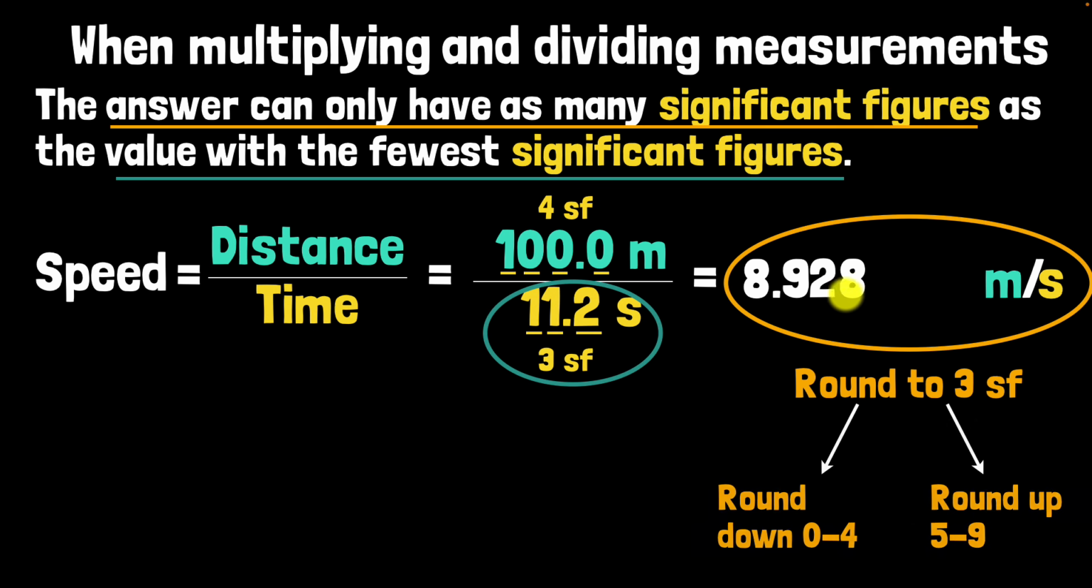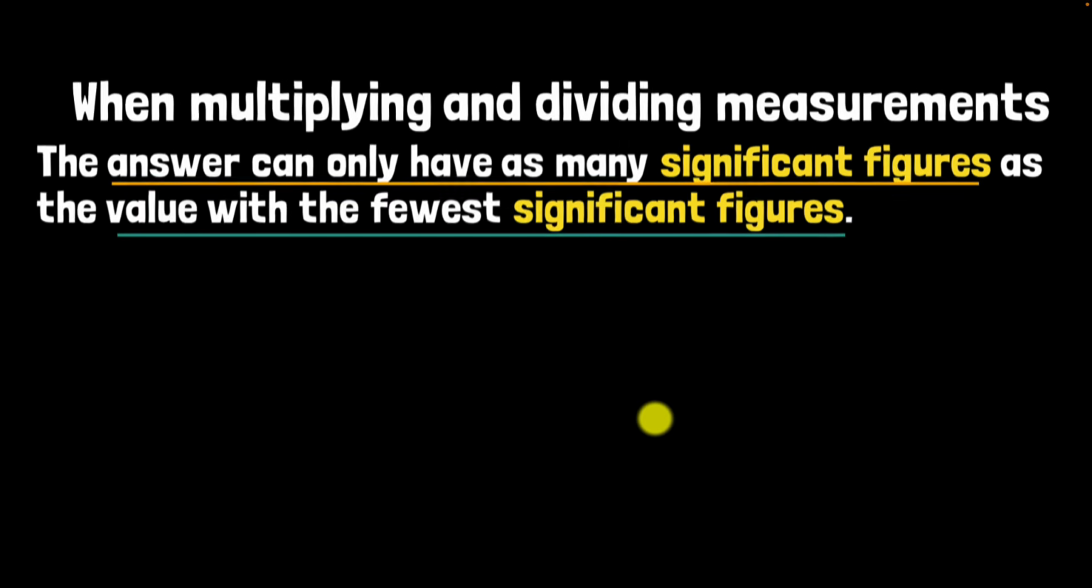Again, the same rule. Since it's more than 5, I'm going to round this up. So from 2, it goes to 3. So you get 8.93 meters per second. This is the way to report this measurement. The average speed over here is 8.93 meters per second. All right, so let's take a few more examples.